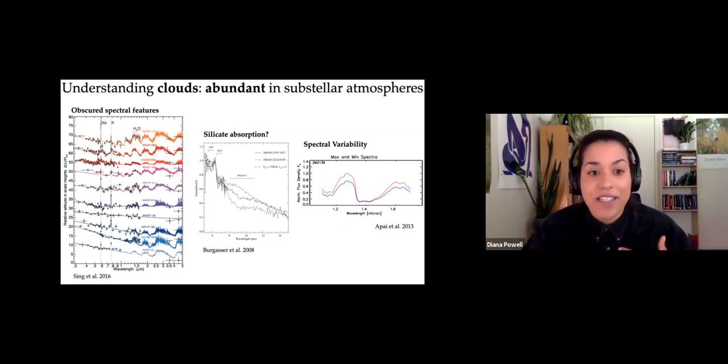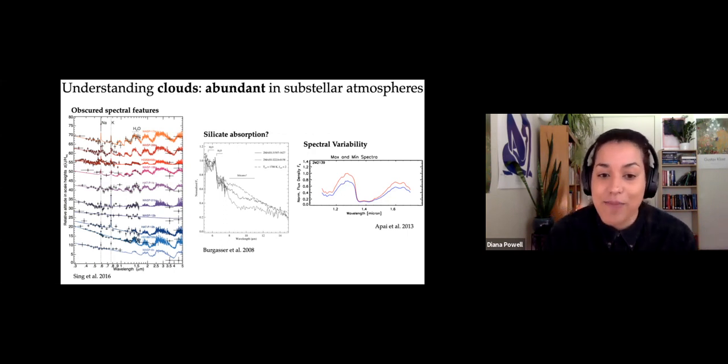And then clouds are also thought to contribute to observed spectral variability. So on the right here, I'm showing emission spectra of the same brown dwarf at 2 different times, where you can see that the amplitude of the spectra can vary significantly. So we know that clouds often dramatically impact observations of substellar atmospheres.